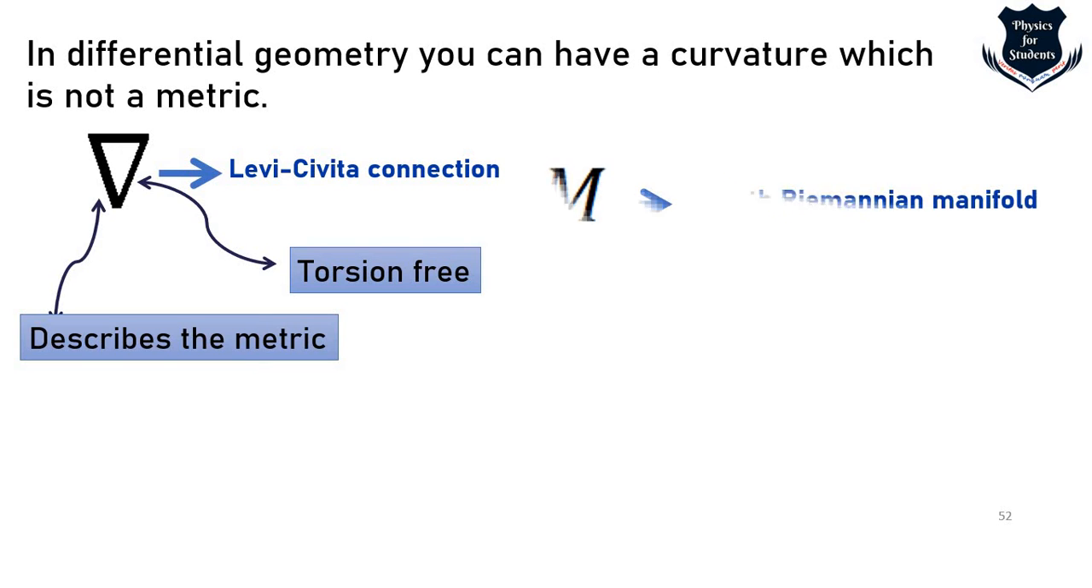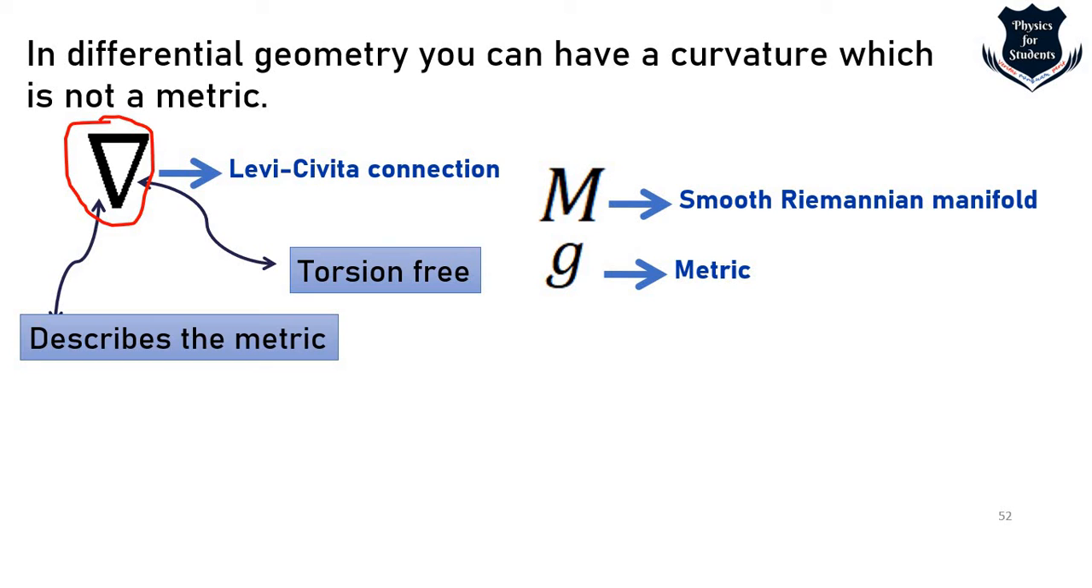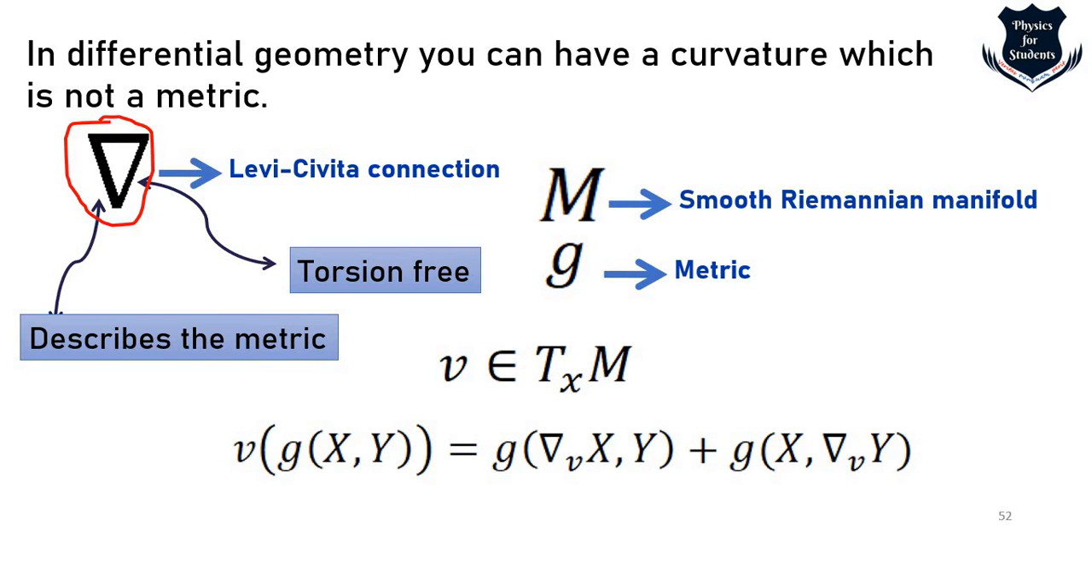Now if I take M to be a smooth Riemannian manifold with a metric G, then a connection on M is said to be compatible with the metric on M if this is the Levi-Civita, if this equals this. On the left hand side we are applying a vector to a smooth function. This is what it shows.